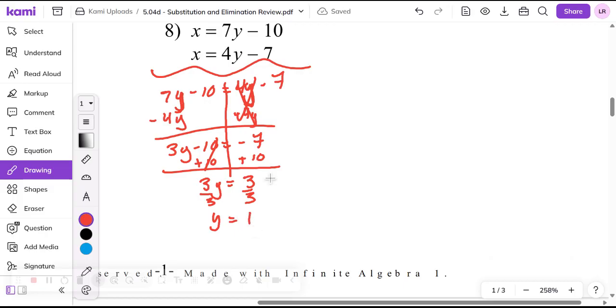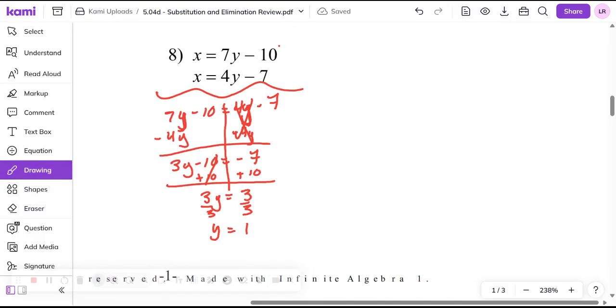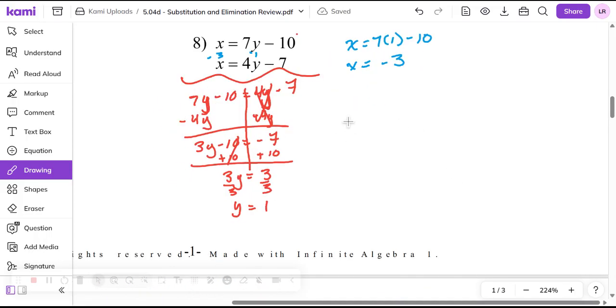Now remember, plug it back in. It doesn't matter which equation I use. If I use the top one, I'd have 7 times 1 minus 10. 7 times 1 minus 10 is negative 3. And even if I use the bottom one, I do get the exact same deal. 4 times 1 is 4. Minus 7 is negative 3. It works. Negative 3, positive 1.